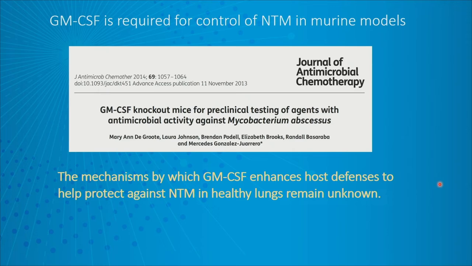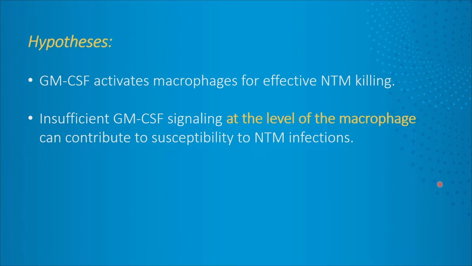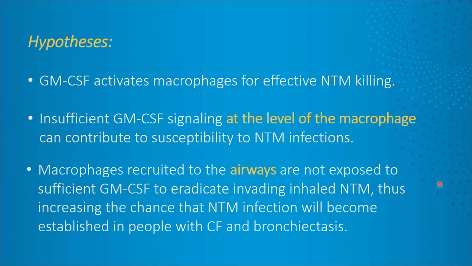remains unknown. So going back to our hypothesis, we tweaked the second one to say that insufficient GM-CSF signaling at the level of the macrophage is important for resistance to NTM. And bringing it all together to think about why people with CF are susceptible, we are hypothesizing that macrophages recruited to the airways are not exposed to sufficient GM-CSF to eradicate the invading inhaled NTM, thus increasing the chance that NTM infections will become established in people with CF and bronchiectasis.